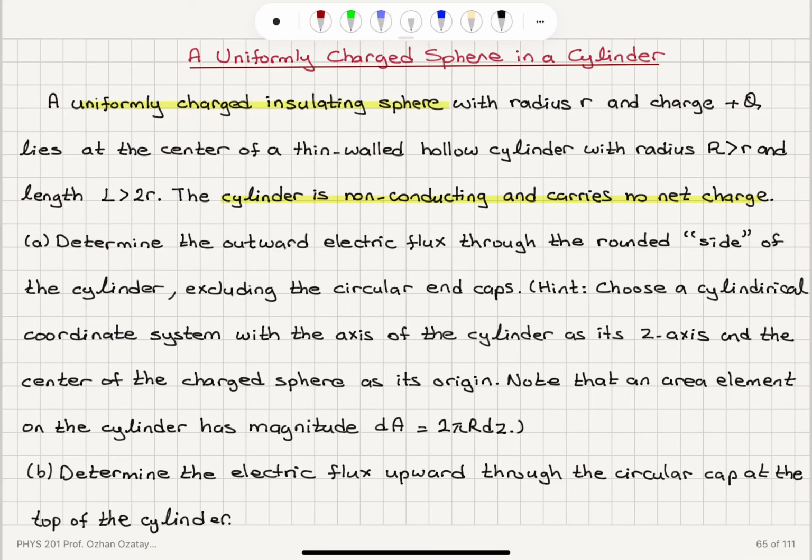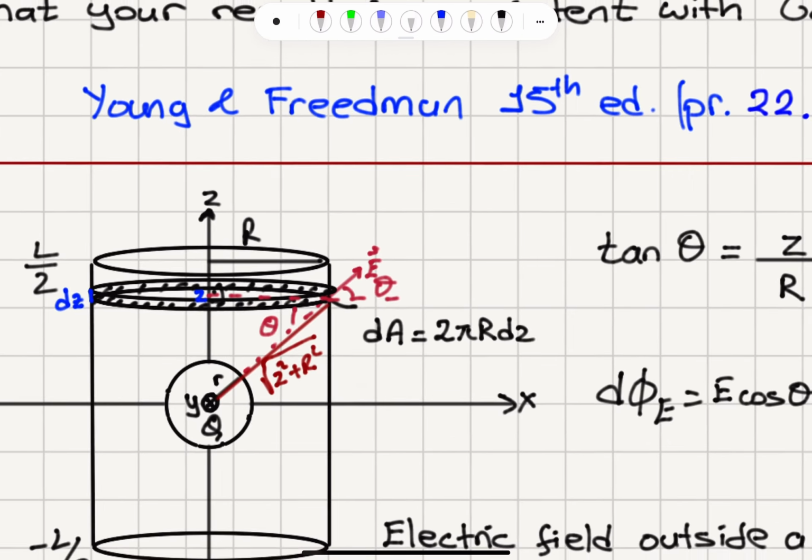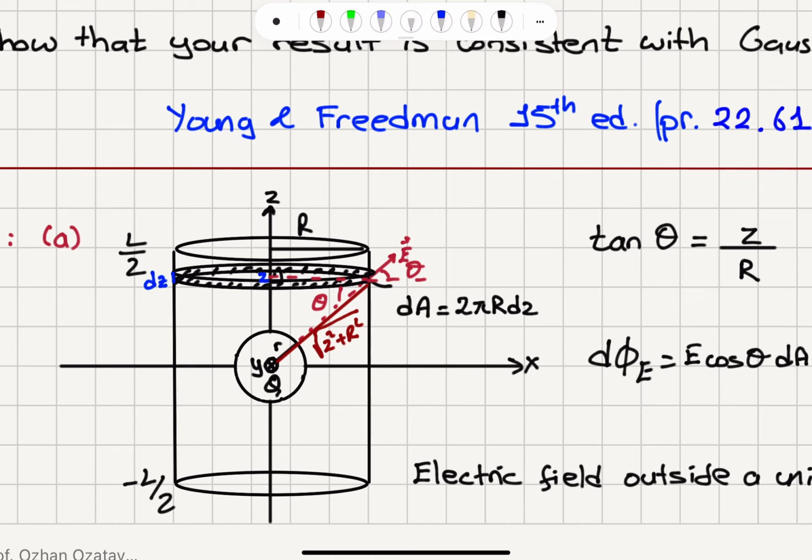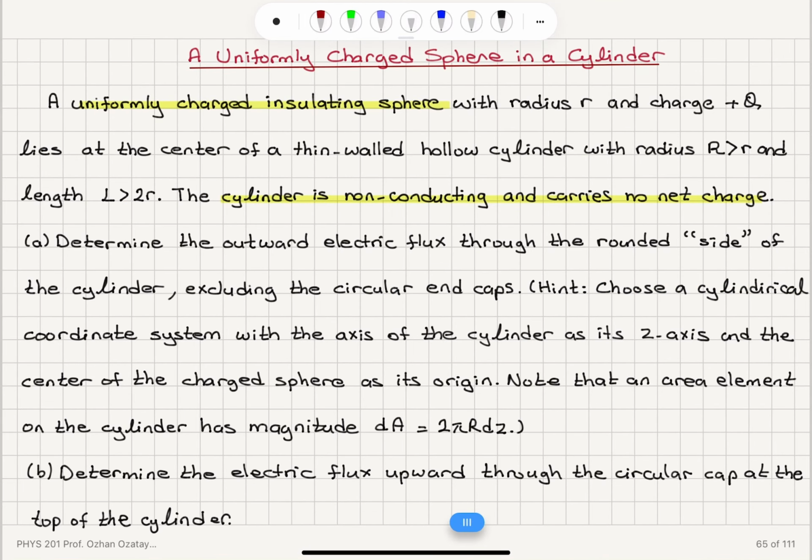We will now continue our discussion on the uniformly charged sphere in a cylinder. Remember that in part A we worried about the electric field created by this uniformly charged sphere, and our cylinder is basically a hollow cylinder with radius greater than r, and it was non-conducting, carrying no net charge.